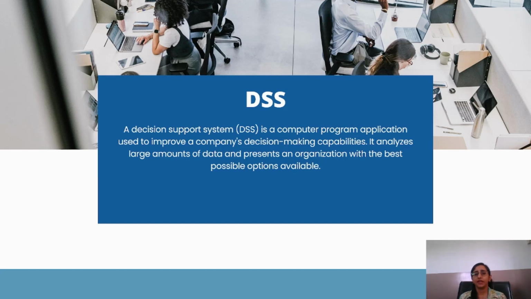For example, if a company needs to decide on a new marketing strategy, a DSS can analyze past sales data, current market trends, and customer preferences. Then it will suggest the strategies that are most likely to succeed. In simple terms, a DSS helps companies make smarter, data driven decisions by turning complex data into clear, actionable options.